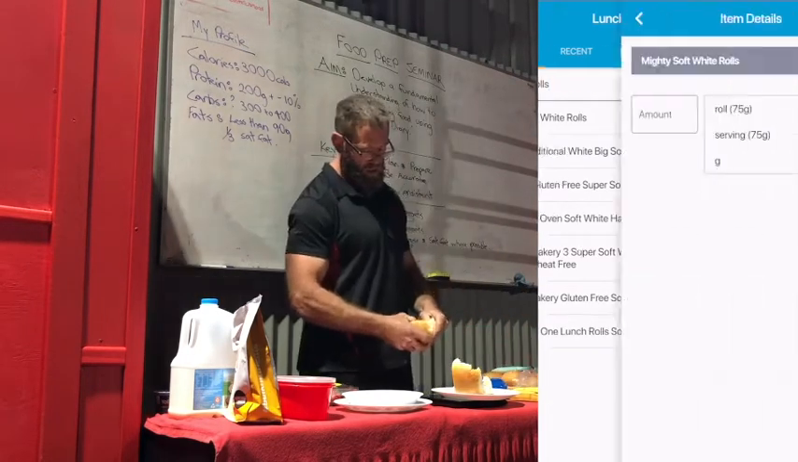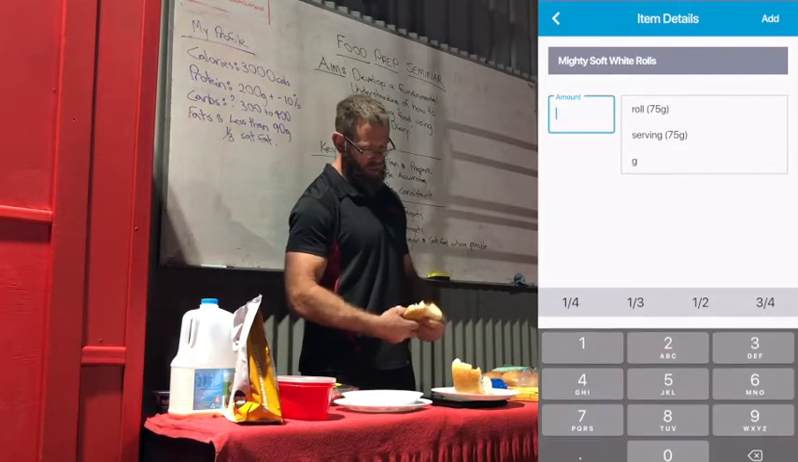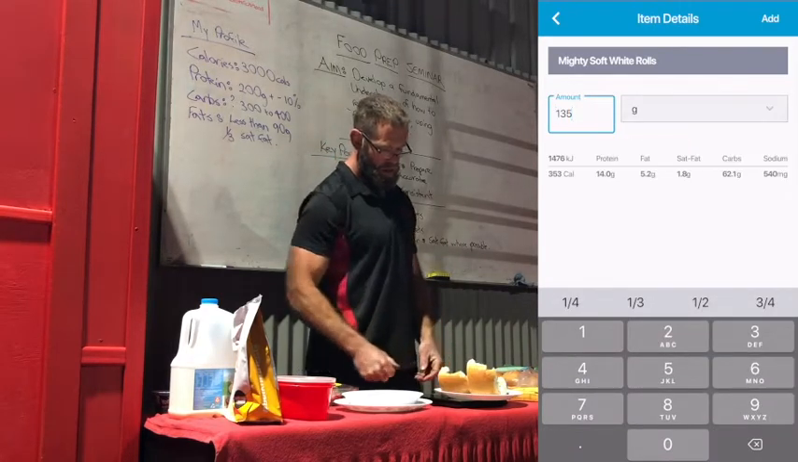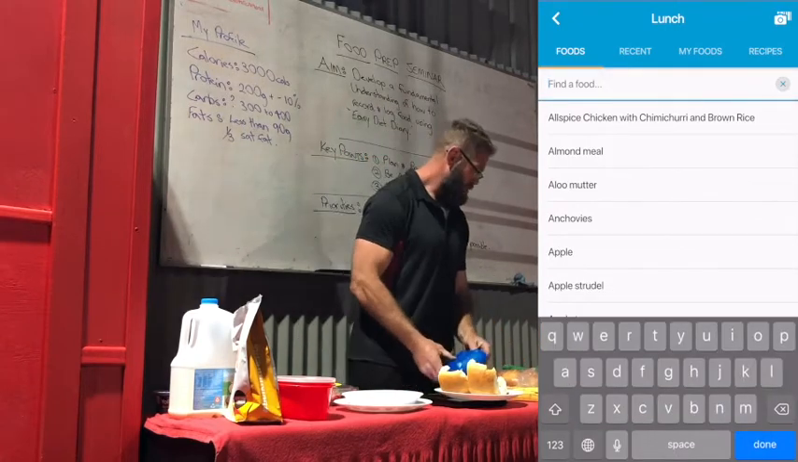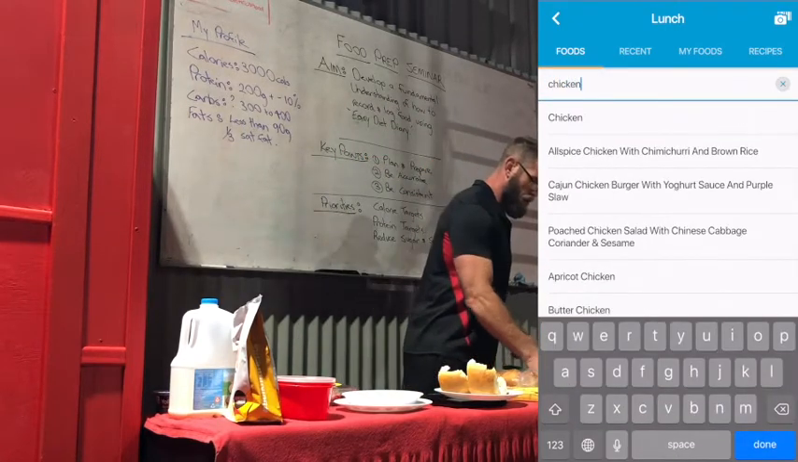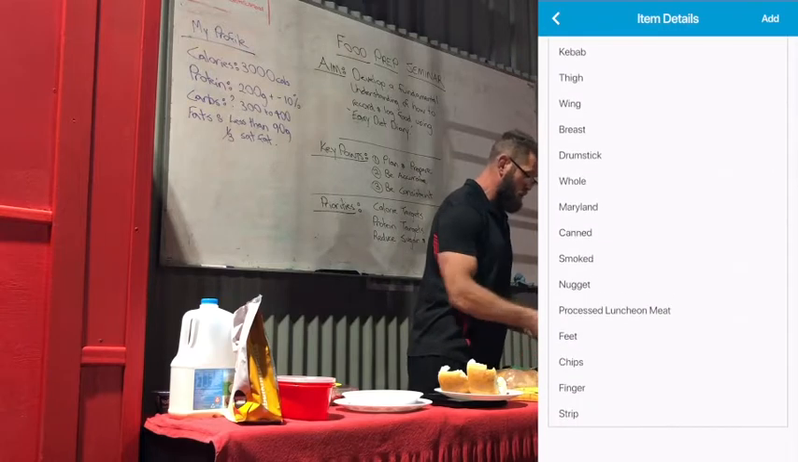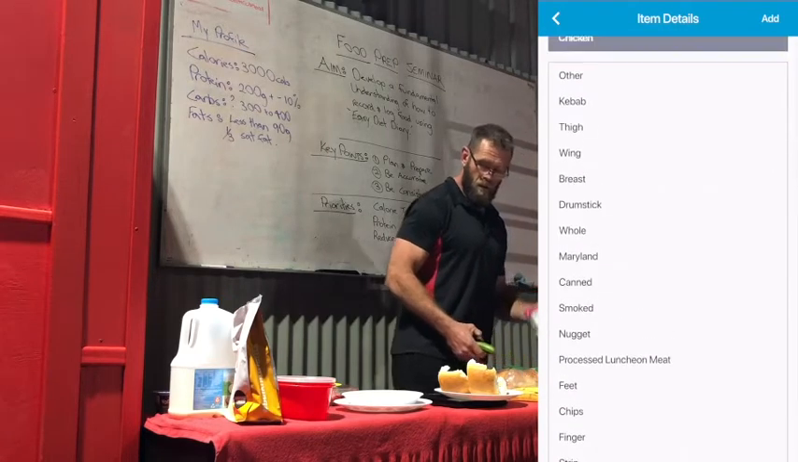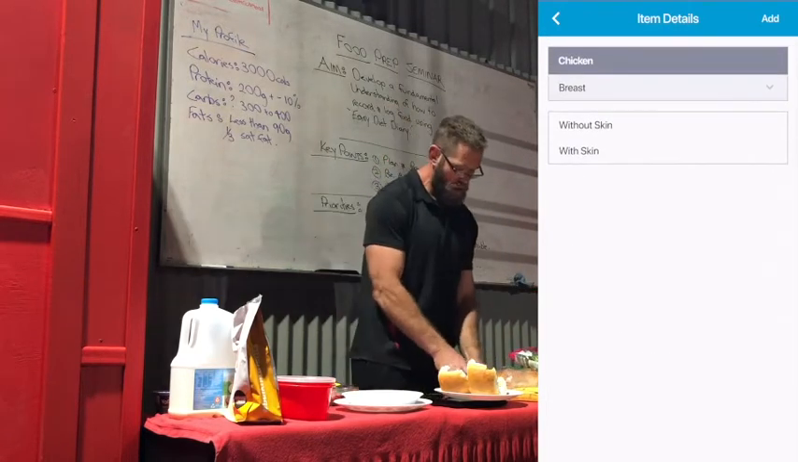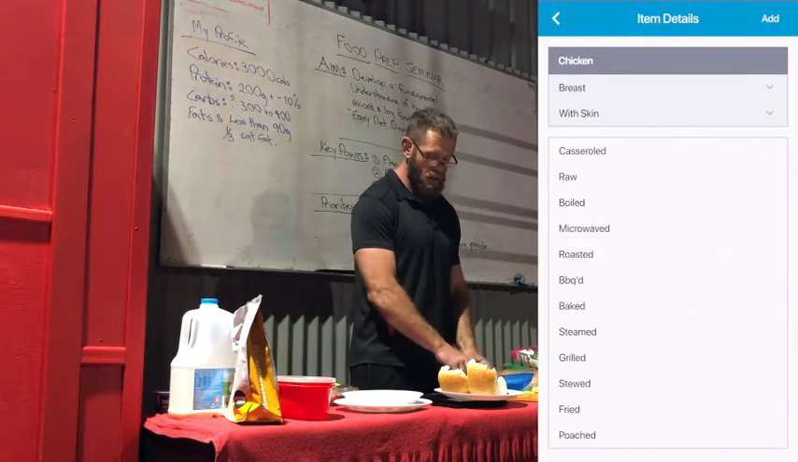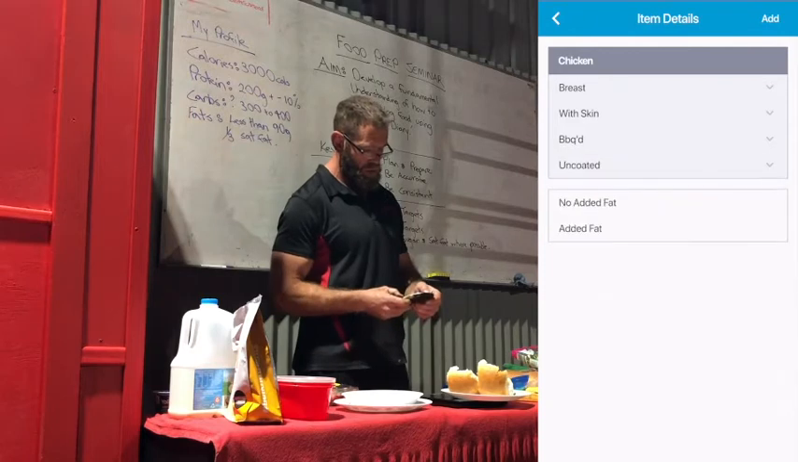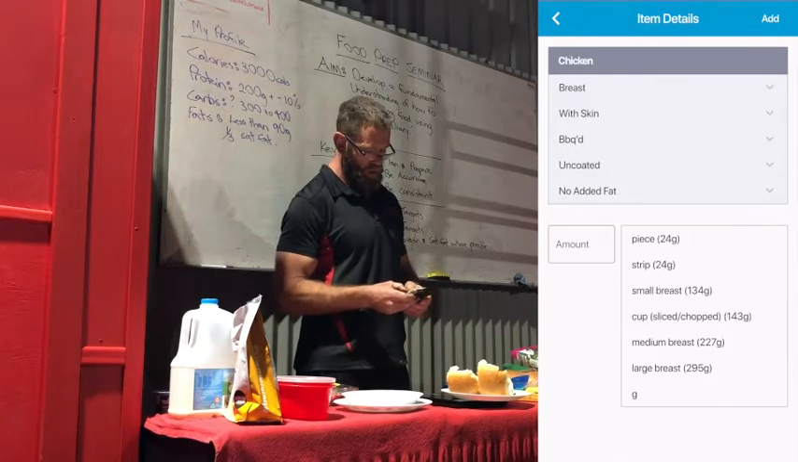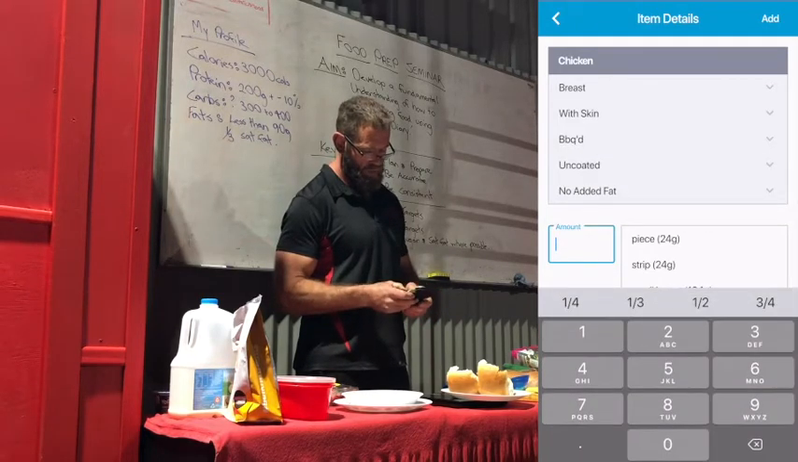Let's see if they're consistent in this bakery. They look about the same size. 135 between the two of them. Chicken. Got my chicken here. I've got some avocado if I wanted that, but I'm going to save that for dinner. So I would throw some chicken on, zero the scales, throw it on my sandwich here. 120 grams of chicken.